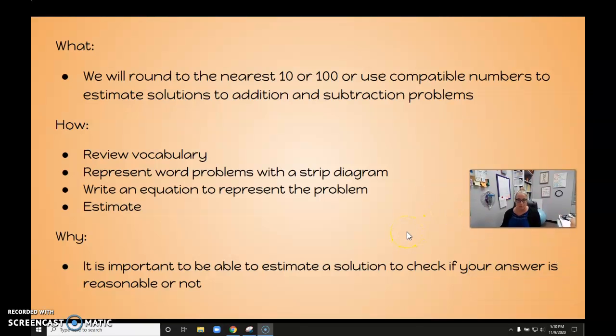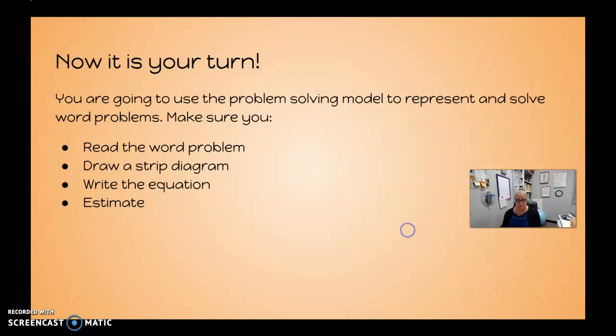So let's review what we talked about today. Today we talked about rounding to the nearest 10 or 100 using compatible numbers to use estimation to estimate solutions to add and subtract. We reviewed important vocabulary. We represented word problems with a strip diagram. We wrote an equation to represent the problem, and then we actually estimated. And we did that because it's important to estimate a solution to see if our answer is reasonable or not.